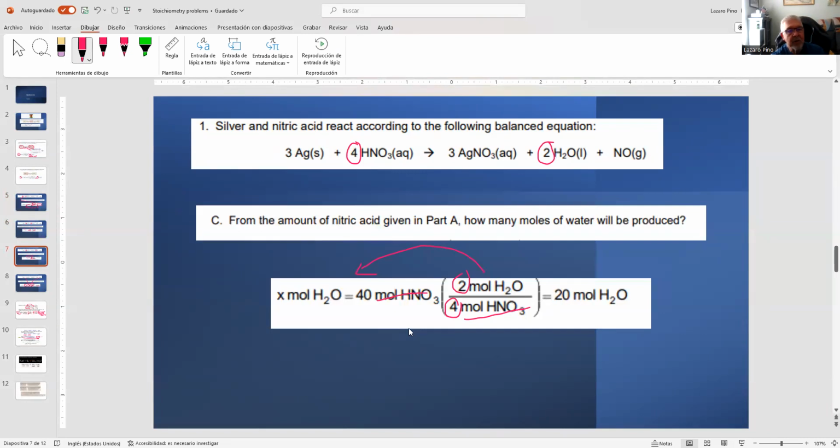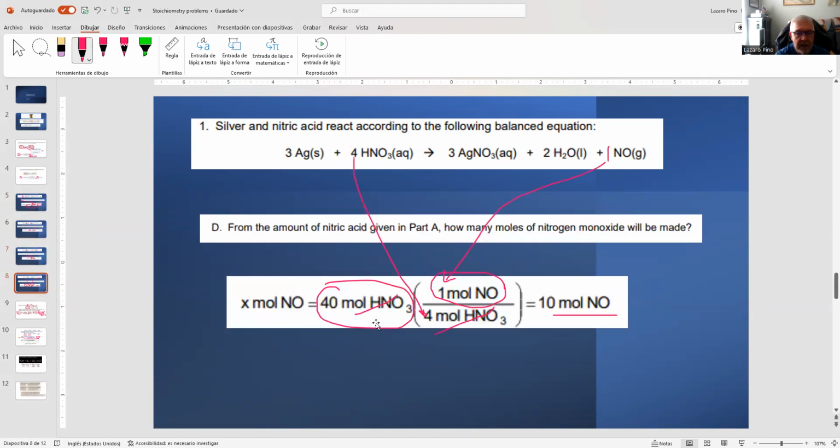Here you have another example. You can stop the video and you can see, but it's another example of the same thing. I wanted to show you that you can use different combinations of elements: reactant with reactant, reactant with products, product with products in these calculations. Another example, you can stop the video and you can see how I solve the problem.